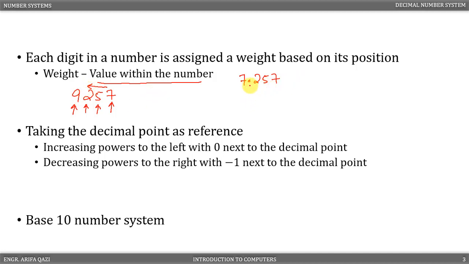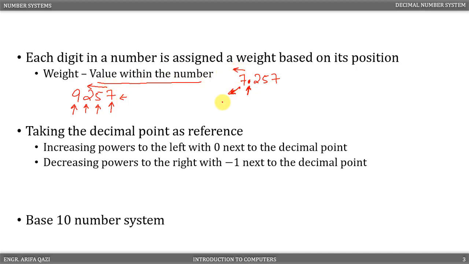In this case, what we do is we take the decimal point as the reference. This is also known as a radix point because it's used in the decimal number system. We call it a decimal point, but if you use some other number system, you can call it something else. But the technical term is the radix point. So we take the radix point as the reference, and everything towards the left of the radix point is treated as we treated the whole numbers.